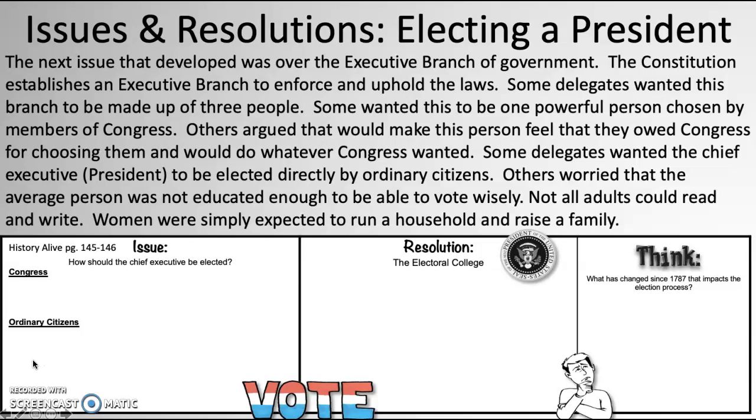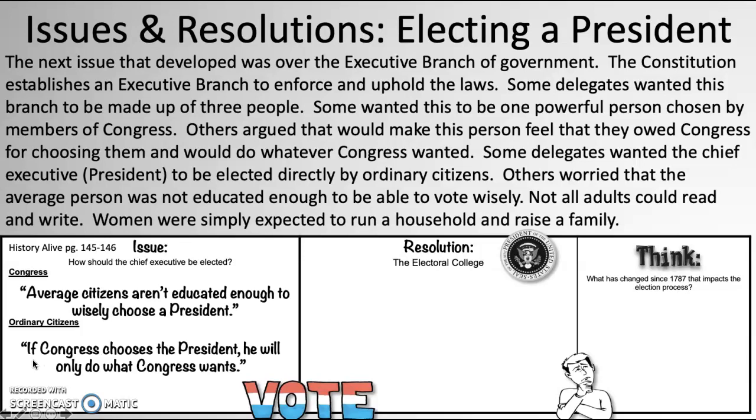All right, so the arguments are Congress is saying average citizens aren't educated enough to wisely choose a president. And ordinary citizens are saying if Congress chooses the president, he will only do what Congress wants. He'll always be owing Congress for his votes. So what they came up with was a pretty brilliant plan called the Electoral College.